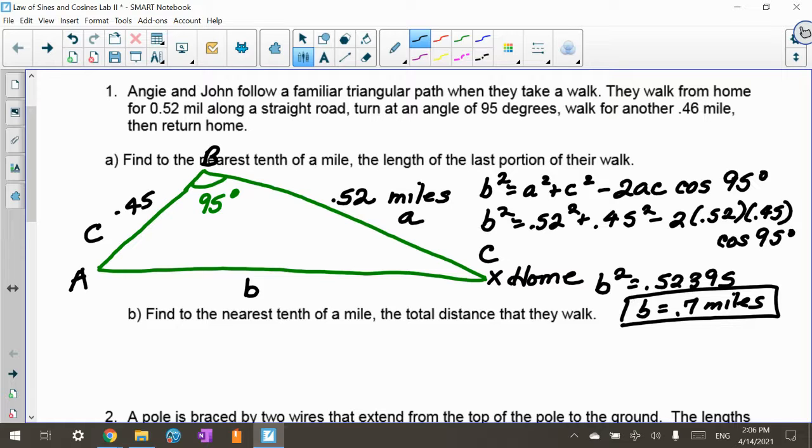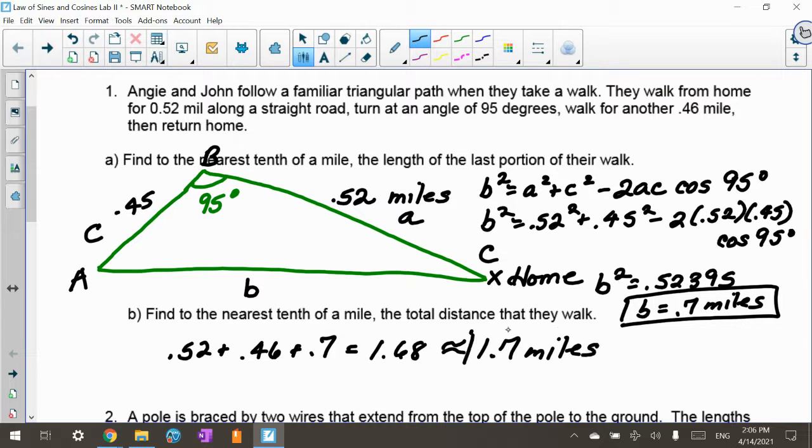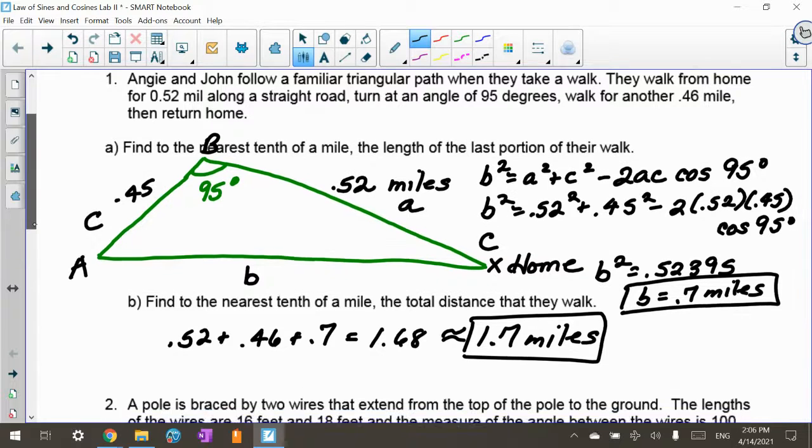Now it says find to the nearest tenth of a mile the total distance they walk. So I'm just going to add all three. So I got 0.52 plus 0.46 plus 0.7 is 1.68. And they said to the nearest tenth, so they walked about 1.7 miles. So sometimes your picture, the lengths won't look the same, but at least it's helpful if you draw them and you can do the work. All right, that's number one.